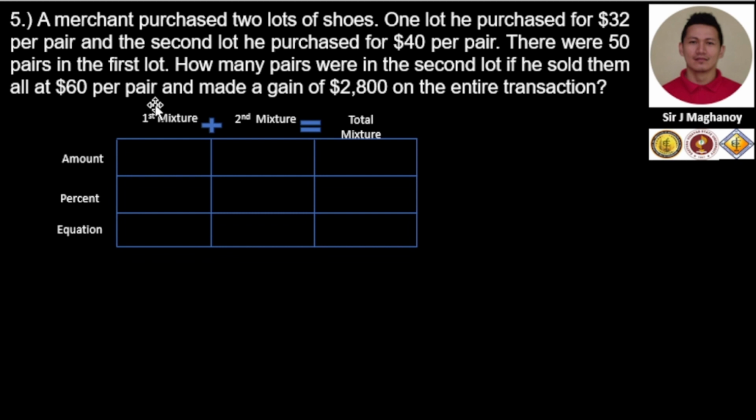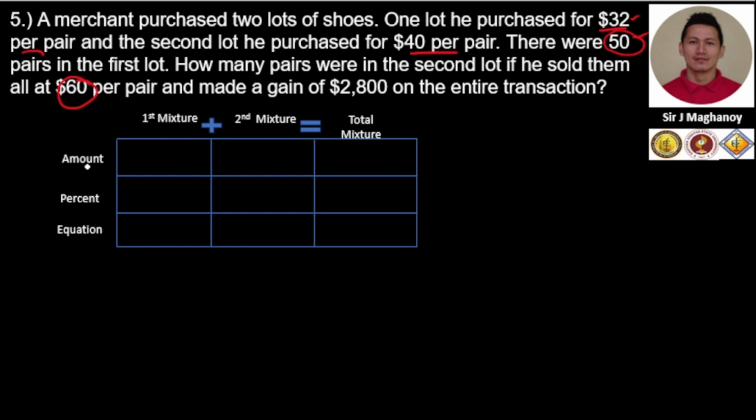So first, we need to get the data of our first mixture. So we have the first lot he purchased. It is one lot at $32 per pair, and the second is $40 per pair. The 50 pairs for the first lot, so we have 50 here at 32, and how many pairs in the second lot if it is sold at $60 per pair? $60 per pair. Okay, so let's write our equation.